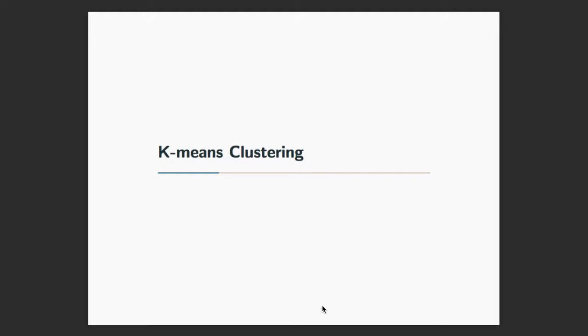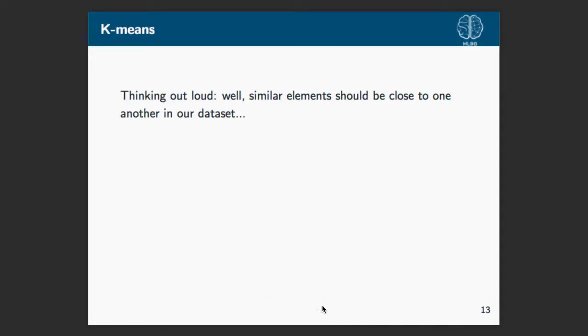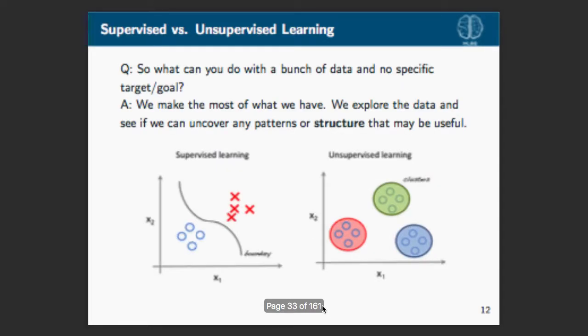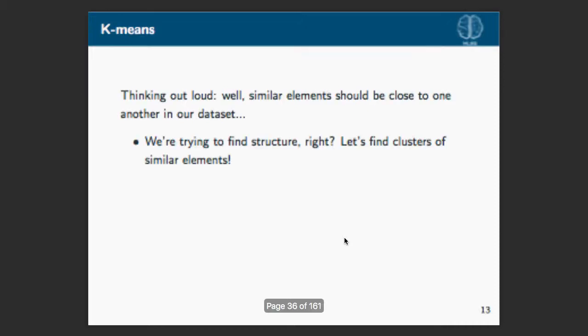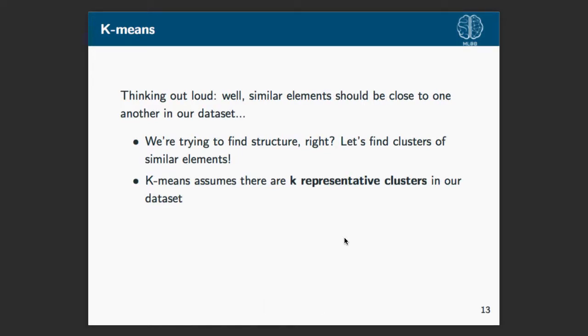Pretty basic. All right, so k-means clustering. Just thinking out loud about motivation and intuition: on the previous slide, we saw that these data points are probably similar elements because they're clustered together. If we can find similar elements, they're probably going to be close in distance in our data set. So let's find these clusters of similar elements. K-means is an algorithm that finds k clusters in our data set. The k refers to how many clusters you want to find.